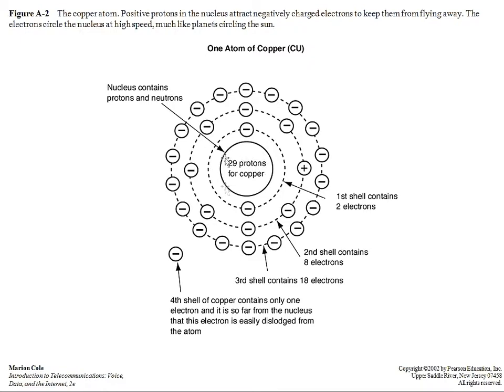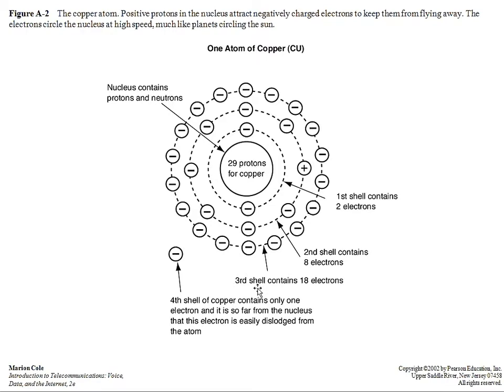Also, we have electrons in shells. The innermost shell contains 2 electrons. The second shell contains 8 electrons for a total of 10 so far. And then the third shell contains 18 electrons. 2 plus 8 plus 18 is 28. There's one lone electron in the outer shell called the valence electron.